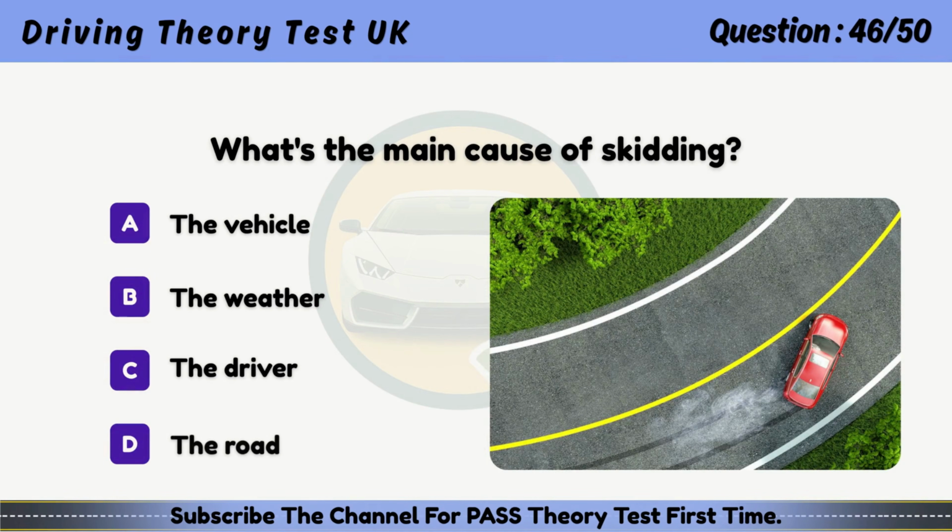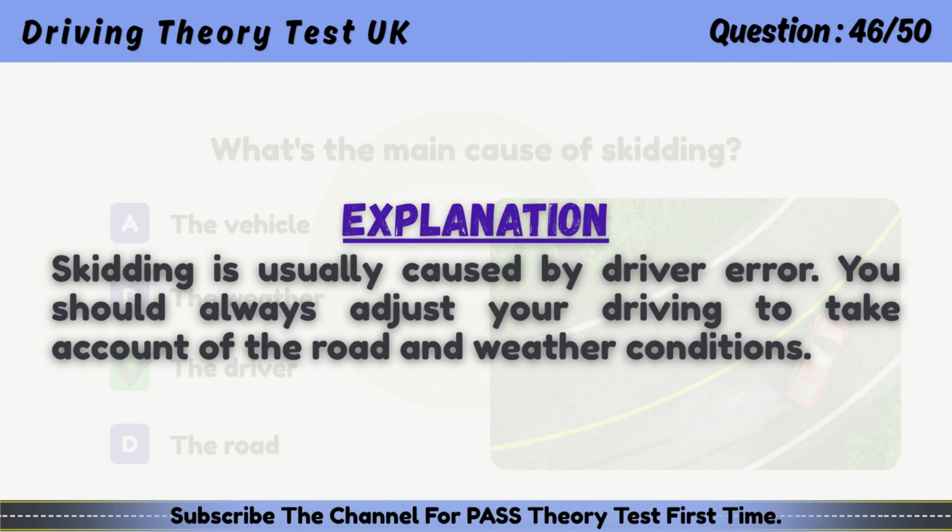Question 46. What's the main cause of skidding? Option A. The vehicle. B. The weather. C. The driver. D. The road. Answer is C. The driver. Skidding is usually caused by driver error. You should always adjust your driving to take account of the road and weather conditions.